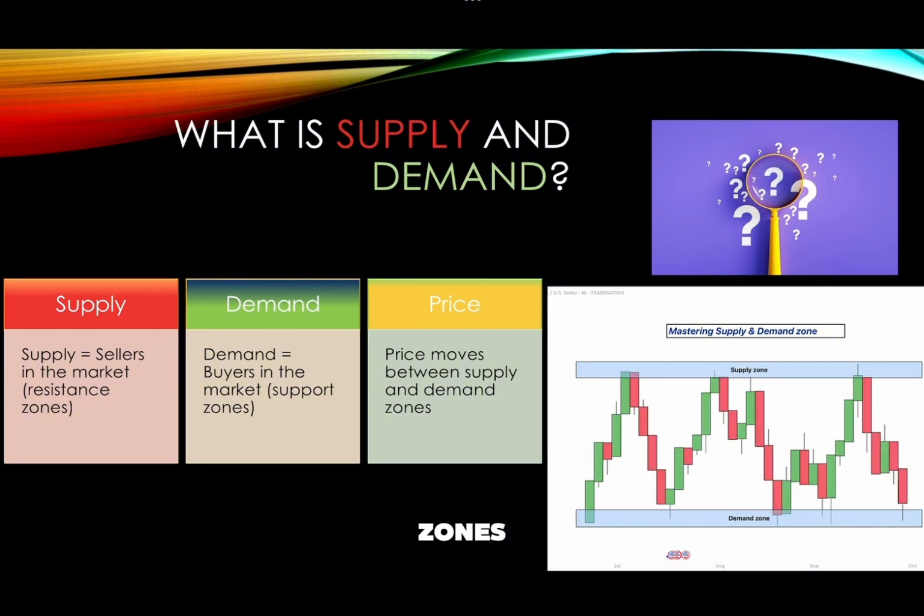Okay, so supply zones are your areas where the market wants to get rid of price. They have too much supply, so they have to get rid of it. Demand zones are at the bottom where they have too little supply, so they demand more. Okay, price moves between supply and demand zones, and this is how you'll be able to make money with confluence to a strategy.